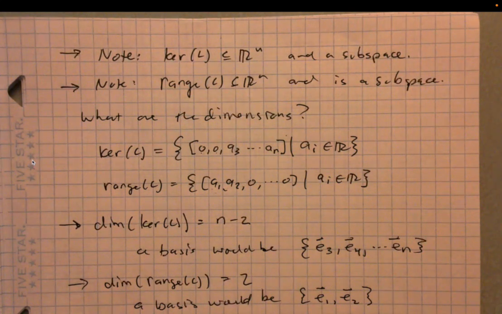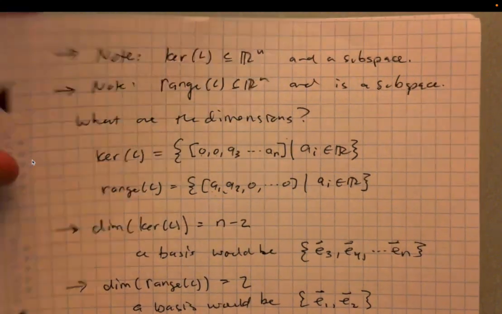That's the first example. We've looked at a linear transformation. Turns out it's a linear operator, actually, because it's on the same vector space, Rn to Rn. And we've identified the kernel, the range, and the dimension of both as well. Okay, let's take another example.